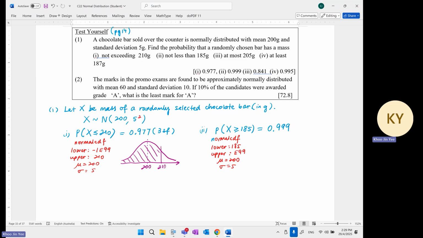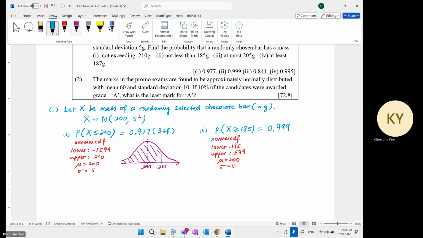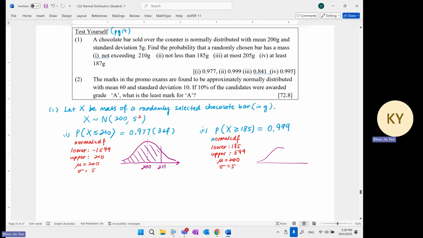In the same way, the mental image should be like that. Draw the graph, your mean is at 200. I'm taking 185, and I'm asking what is this whole area over here. So this whole area will be 0.99.